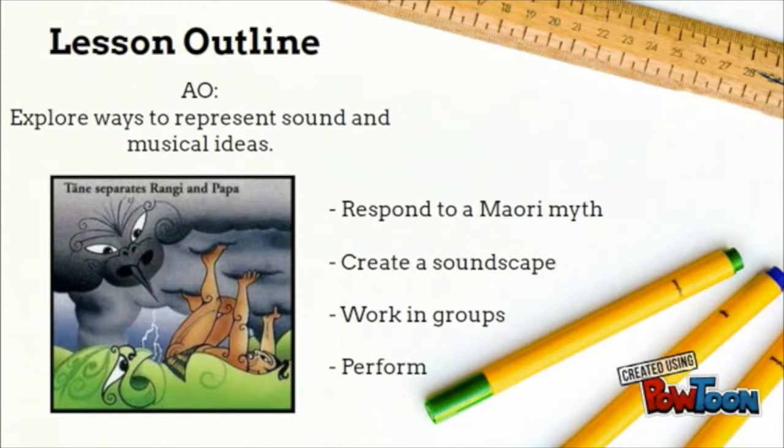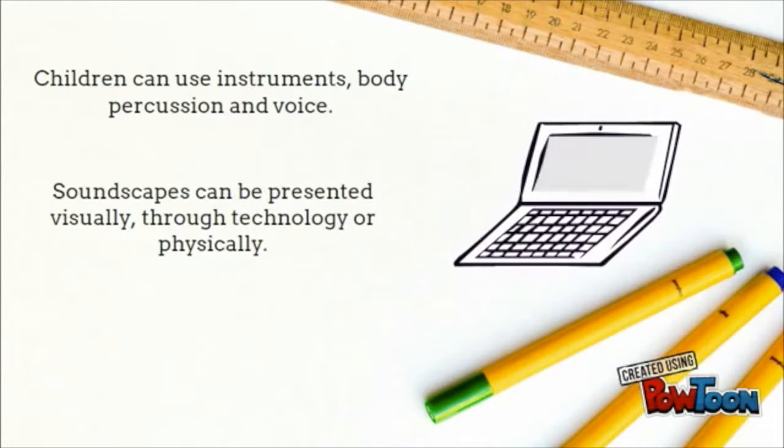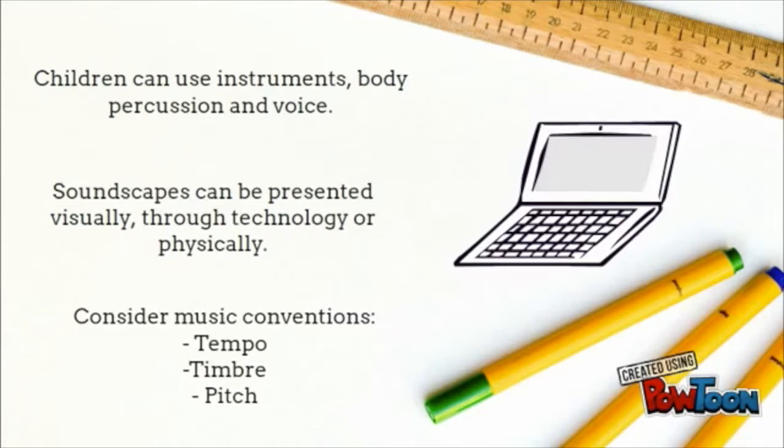The children will work in a group context and they will select main aspects of the plot to record and musically retell the story. At the end of the lesson, the groups will perform to the rest of the class. The children can use any instrument available to them, as well as body percussion and voice. They will need to work collaboratively to come up with a way of presenting their soundscape, be it visually, through the use of technology, or physically.